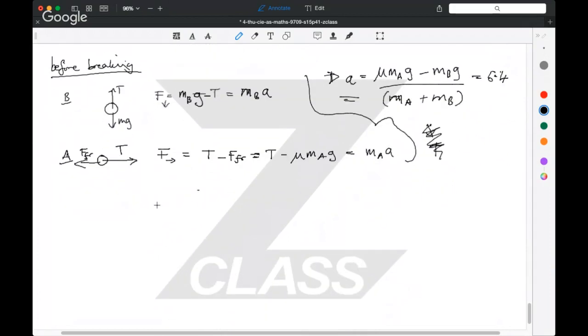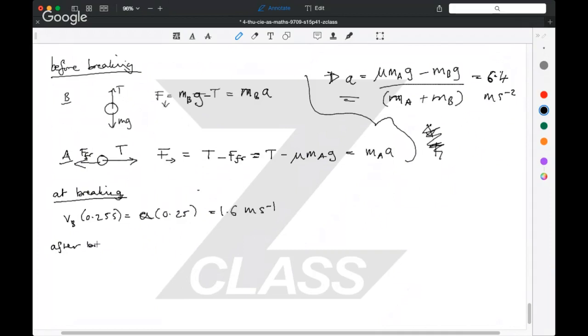Okay, so we've got before the thing breaks, and it breaks at 2.5 seconds. So at breaking, we know the thing is accelerating at some constant rate, 6.4 meters per second squared. So B starts at rest. What is its velocity when the string breaks at 0.25 seconds? Well, that's just equal to the acceleration times 0.25. So the velocity of B when the string breaks, not when it hits the ground, but when it breaks, is 1.6 meters per second.